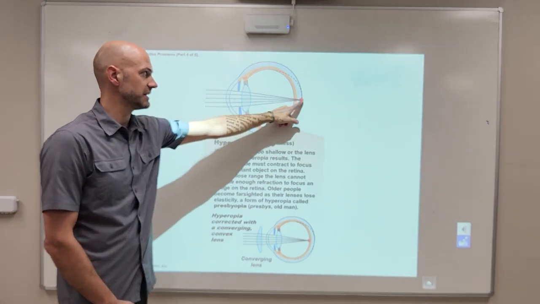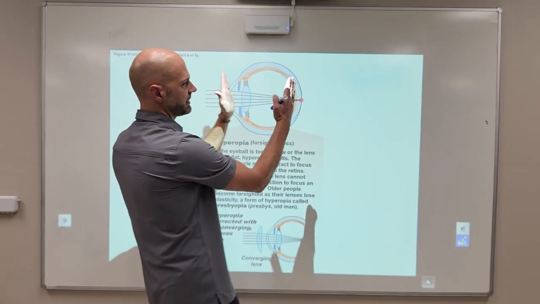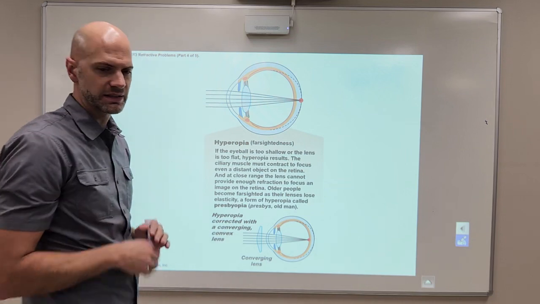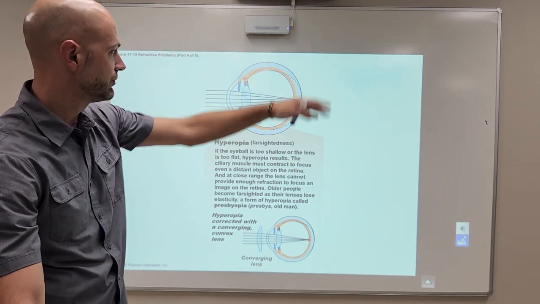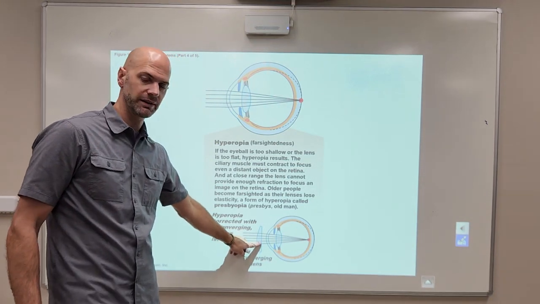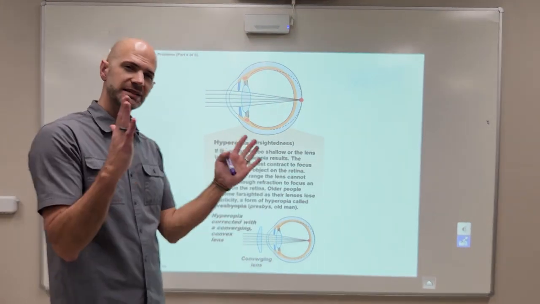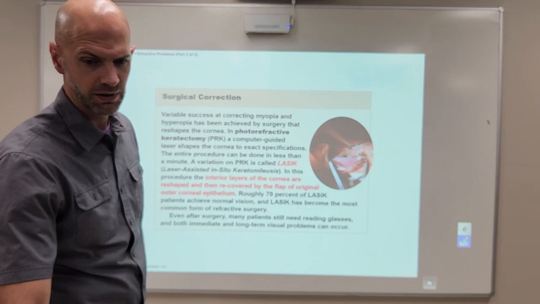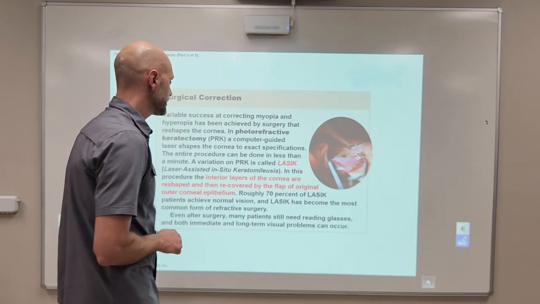Hyperopia is farsightedness. It just means that your eyeball is a little bit too short for the axis and it's focused too far. So the type of lens that is required to correct that will be slightly different shape. You can also have surgical correction.